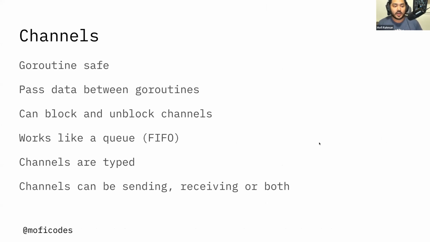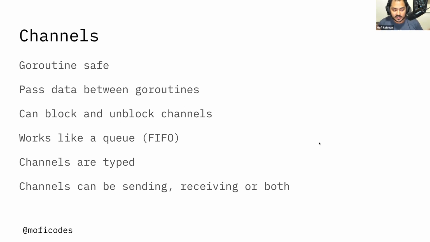You can block and unblock channels. You can create a channel that can block the execution of your current Go routine. And it works like a queue. If you have a channel that has a lot of data, the data will be taken out in first in, first out order. This becomes important when you're trying to create some sort of pipeline where you process some information, pass it through a channel, and you want to get on the other side whatever you sent, and build a pipeline that way.